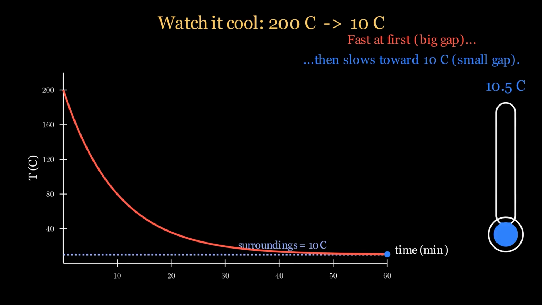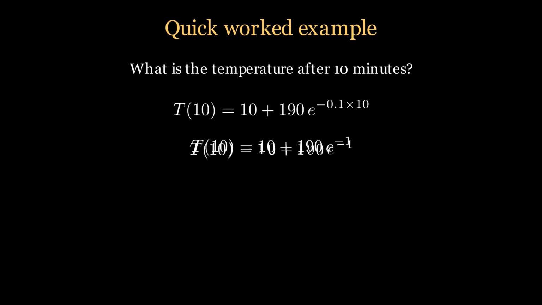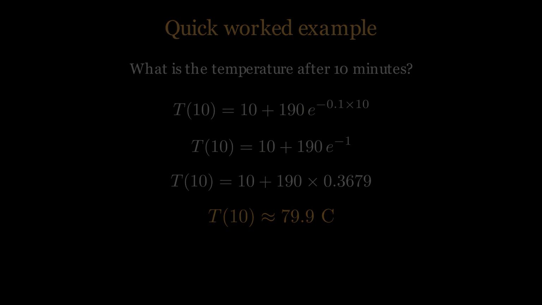Let's put it to work. What's the temperature after 10 minutes? Substitute t equals 10, the exponent becomes minus 1. e to the minus 1 is about 0.37. So the object has cooled from 200 all the way down to about 80.